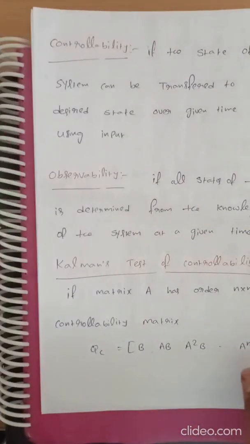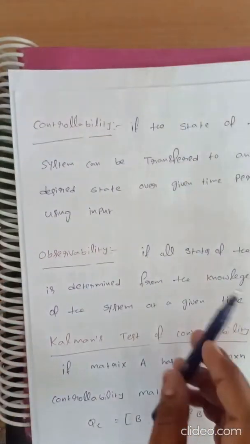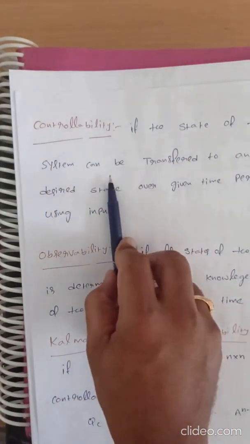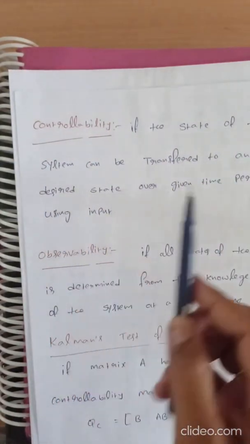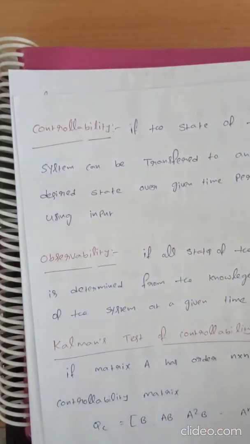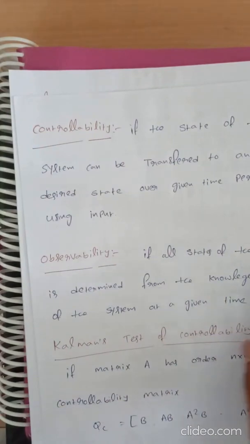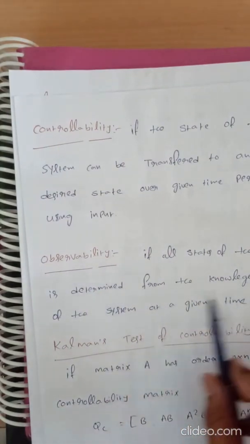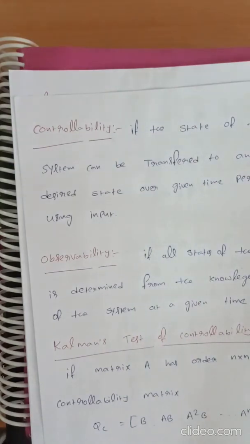The last topic was controllability and observability. What is controllability? If the state of the system can be transferred to another desired state over the given time period by using input. మనం ఇచ్చిన ఇన్పుట్తో మనకు కావాల్సిన డిజైర్డ్ స్టేట్కి రీచ్ అవ్వగలిగితే ఆ సిస్టమ్ కంట్రోలబుల్ సిస్టమ్ అంటాం. అబ్జర్వబిలిటీ, if all the states of the system are determined from the knowledge of the output of the system. That means by observing the output we are able to estimate the previous states. అలా మనం చేయగలిగితే ఆ సిస్టమ్ని అబ్జర్వబుల్ సిస్టమ్ అంటాం.